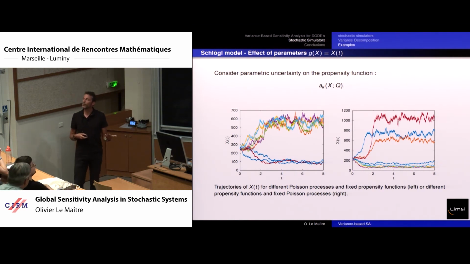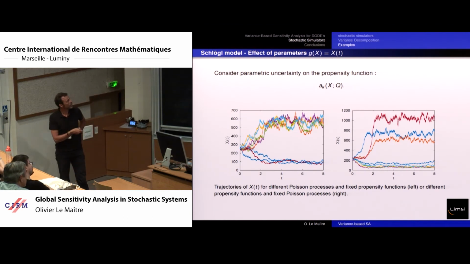parameters in the propensity function and you consider them as additional independent sources of uncertainty. So this is a case, for instance, where you add in the propensity function an uncertain parameter. This is a situation where you draw different Poisson processes. This is the picture you had before, but it's always the same parameter. While here, it's the same Poisson processes, but you change the value of the parameter. Okay? And again, the trajectories are more similar.